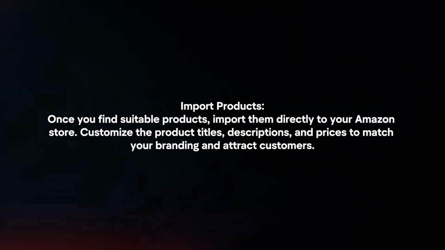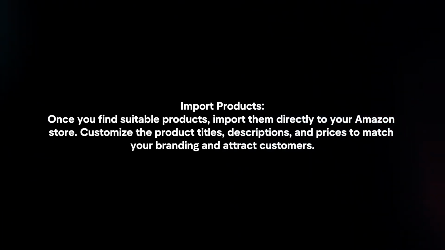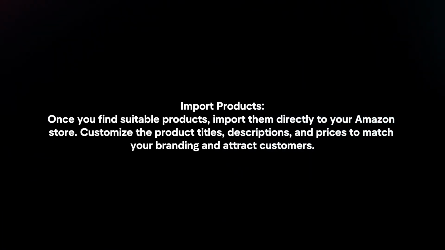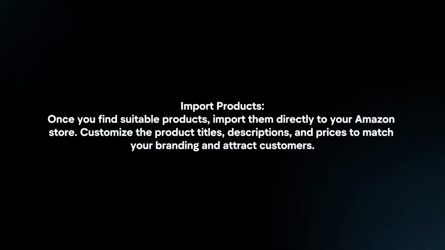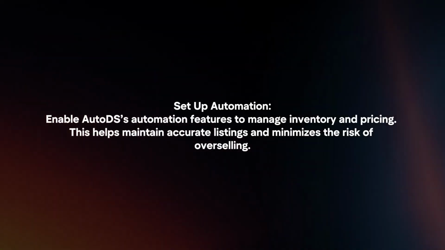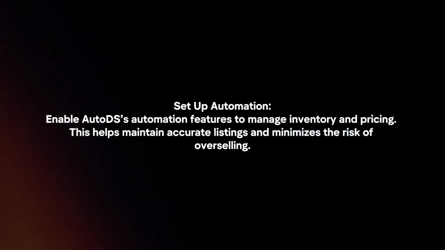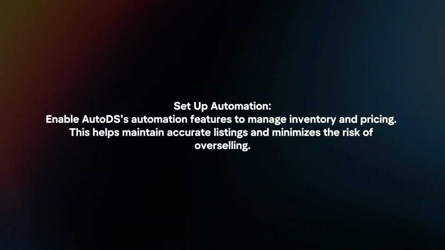Import products. Once you find suitable products, import them directly to your Amazon store. Customize the product titles, descriptions, and prices to match your branding and attract customers. Set up automation. Enable AutoDS's automation features to manage inventory and pricing. This helps maintain accurate listings and minimizes the risk of overselling.